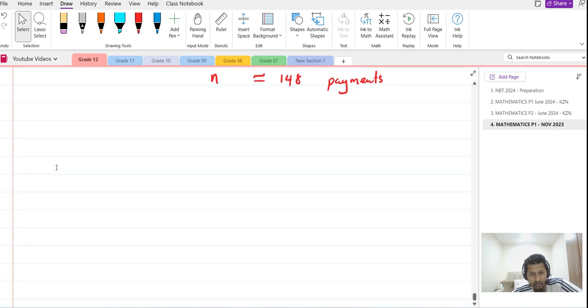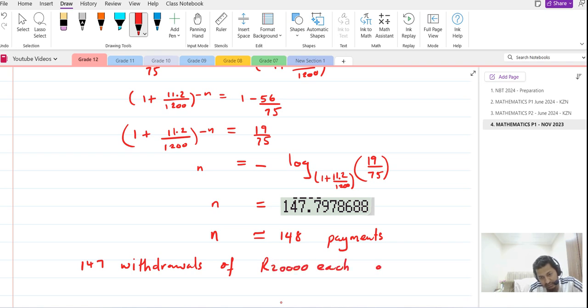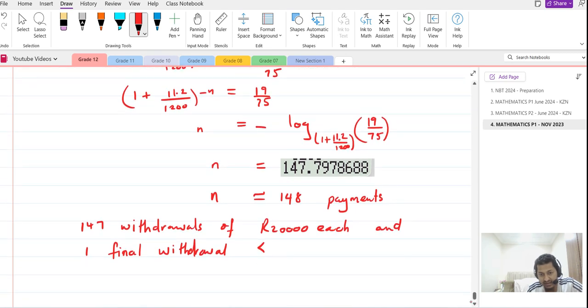So you need to say 147 full withdrawals of 20,000 rands each, and one final withdrawal less than 20,000, right? It has to be less than 20,000.